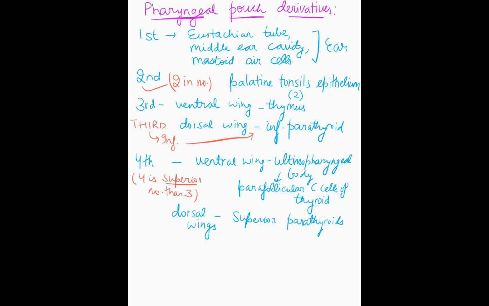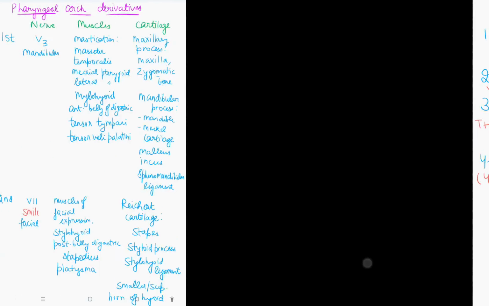So what are the derivatives? First pouch: eustachian tube, middle ear cavity, mastoid air cells. Second pouch: two in number, palatine tonsils. Third pouch: ventral wing thymus, dorsal wing inferior parathyroid. Fourth pouch: ventral wing ultimopharyngeal body and dorsal wing superior parathyroids.